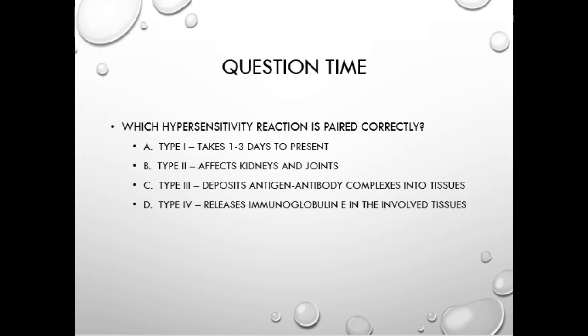And here is a question. Which hypersensitivity reactions are paired correctly? 1, takes 1 to 3 days to present. 2, affects kidneys and joints. 3, deposits antigen-antibody complexes into tissues. 4, releases immunoglobulin E in the involved tissues.